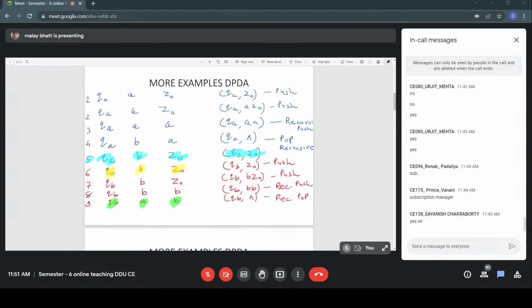Now we need this special rule, rule number 5, which is very important. QA B Z0.